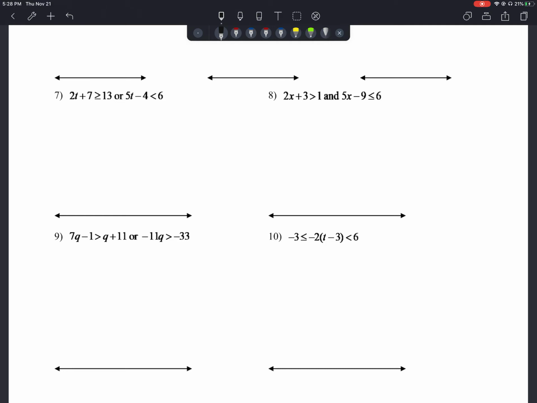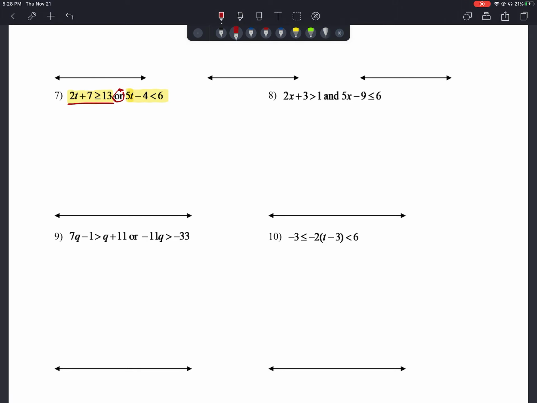Okay, this is problems number 7 and number 8 from Worksheet H4-5. Here we go with number 7. Number 7 says 2t plus 7 is greater than or equal to 13, or 5t minus 4 is less than 6. So this one is a disjunction, so we're going to be looking at the union of the solution set.